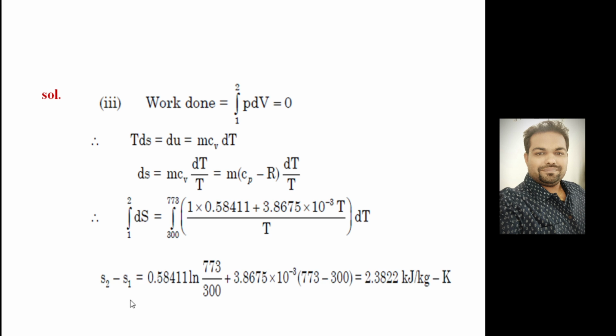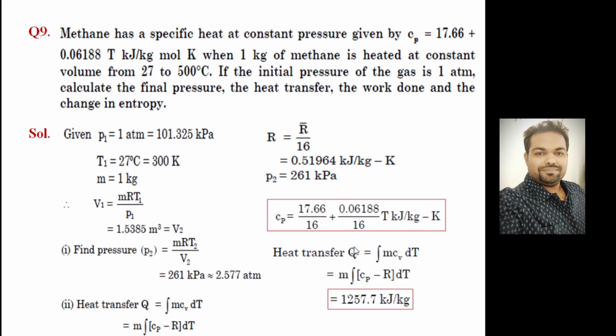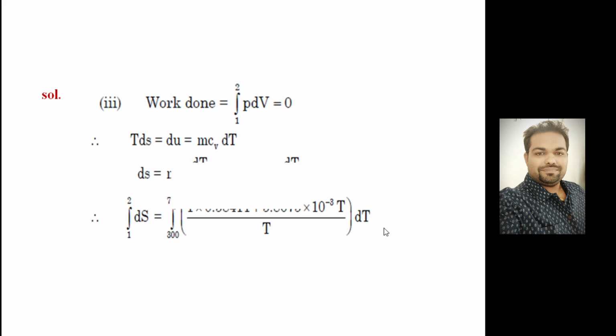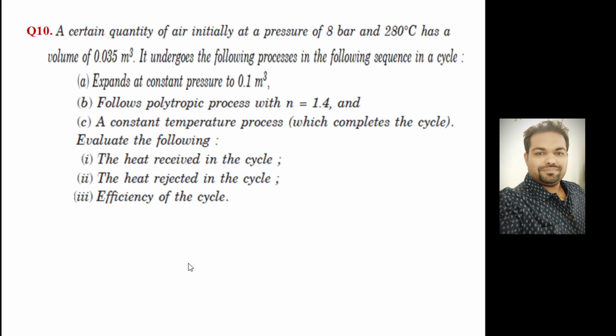If you solve this, you can get the change in entropy, which is coming around 2.3822 kilojoule per kilogram Kelvin. Try from your side, solve this carefully. Cp value already is here. This same equation you will be writing there, and you subtract the R value and put here, divided by T dT, then integrate it.